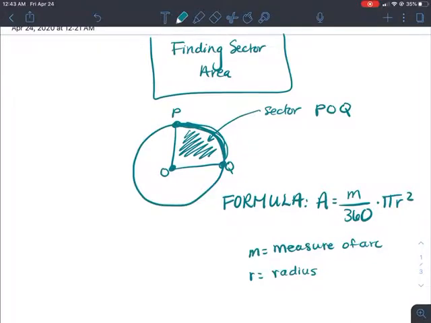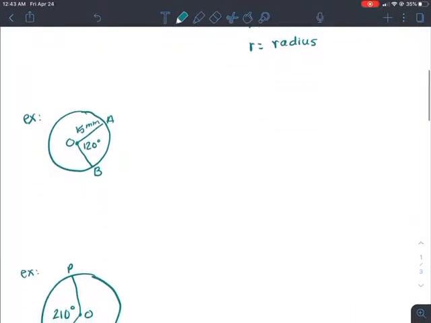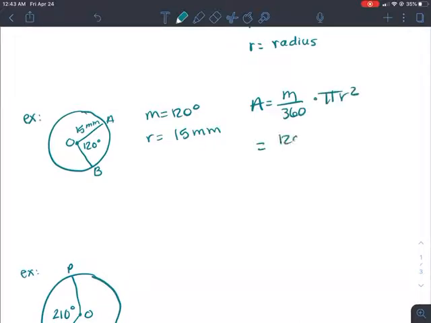So we're going to use an example. This example gives us the measure. So M is equal to 120 degrees, and my r is equal to 15 millimeters. I'm just going to use my equation, which is A equals M over 360 times pi r squared. That gives me 120 over 360 times 15 squared.